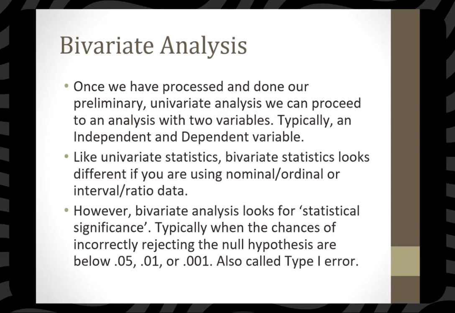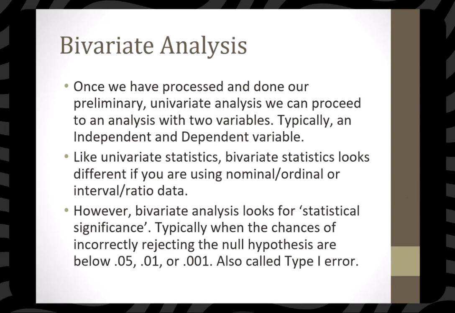Once we have processed and done our preliminary univariate analysis, we can proceed to an analysis with two variables. This is where we start getting into an independent and dependent variable. Like univariate statistics, bivariate statistics, looking at two variables, is going to look different if we're using nominal or ordinal level data versus interval or ratio level data.